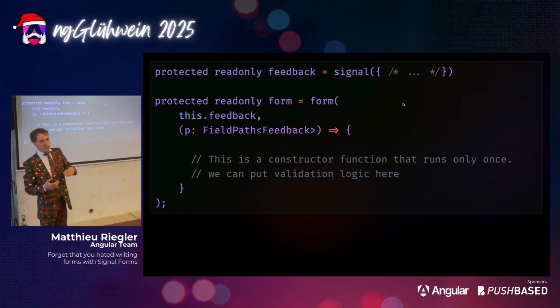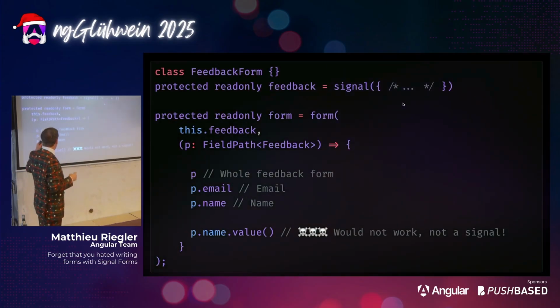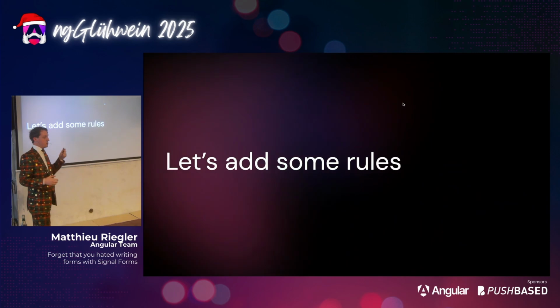So we come back to the TypeScript file. We have that form function where we pass in the model, and we give it a second argument, which is a callback function that will have all our rules. You can access the element of the form. Like I said, you can access the email, the name, but you won't be able to access the value directly. What you will do is you will pass the information so that the function can be called and inferred at the right time. So let's add some rule to our form.